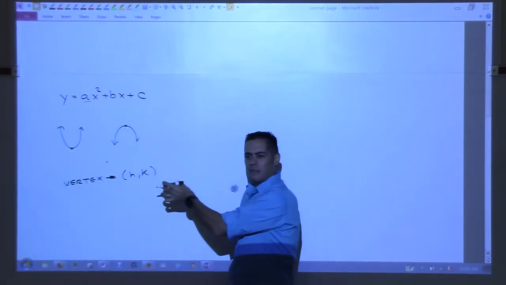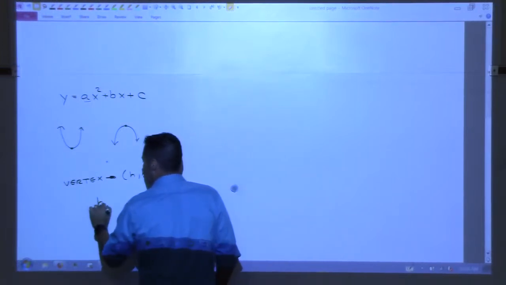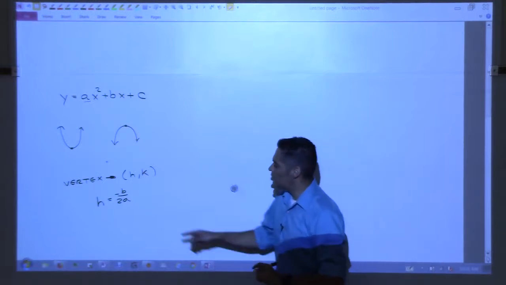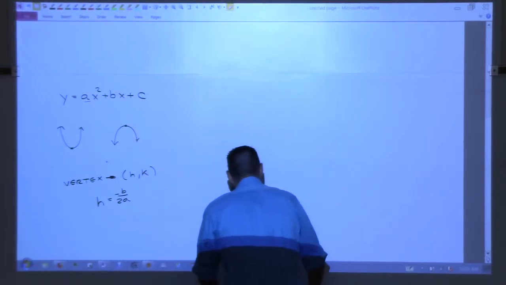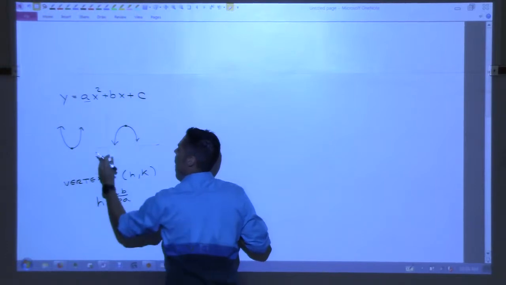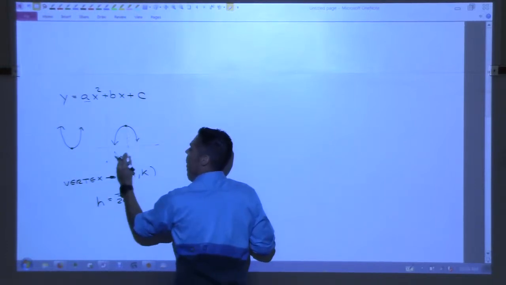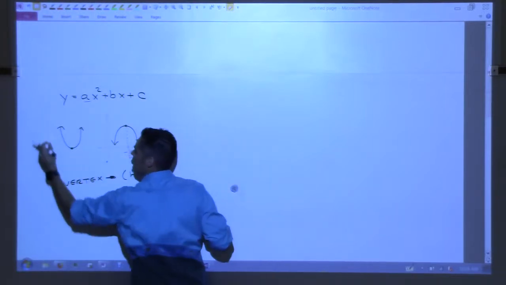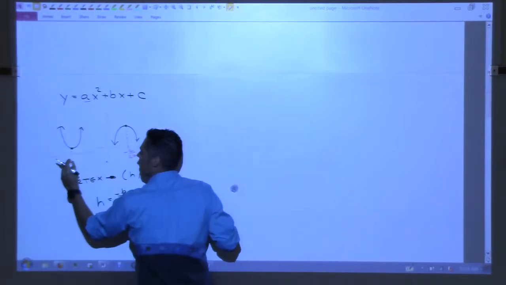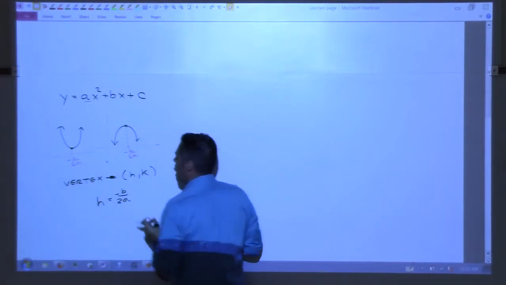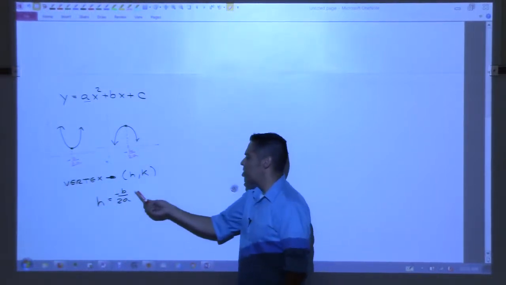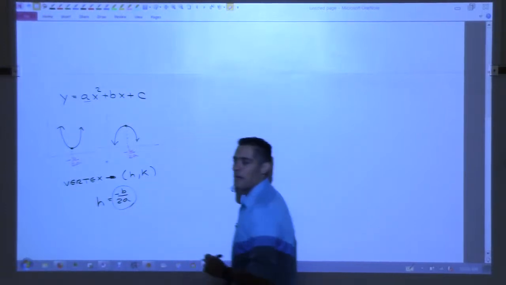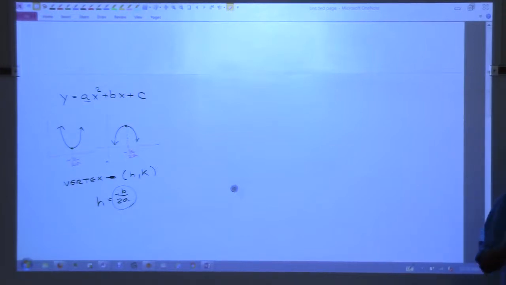Do y'all remember that? Okay. And then you were told that the h can be found by doing negative b over 2a. Does that look familiar? So that told you that the x-coordinate of that point, if you were to graph this, is negative b over 2a. That's what you were told, right? And it didn't matter which of these you were looking at. That'd be negative b over 2a. And then what was the k? Well, all you did was plug that value into the function.